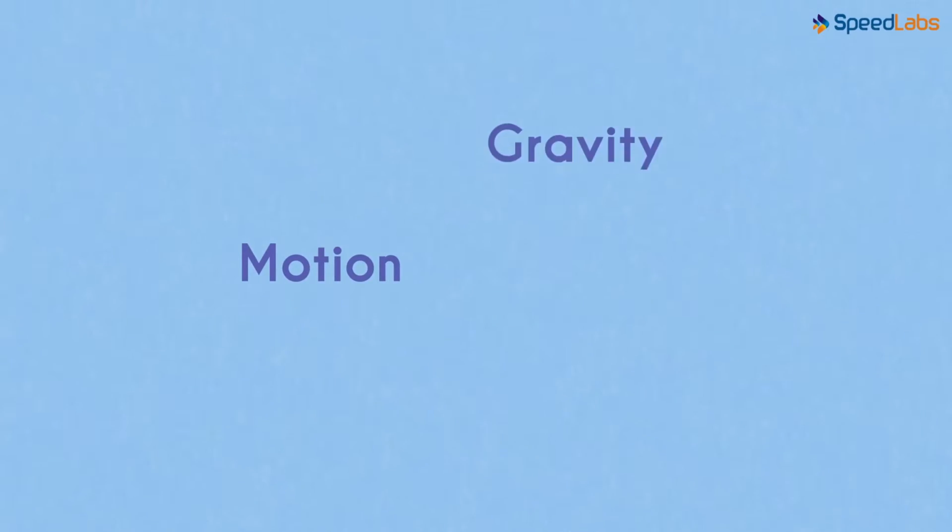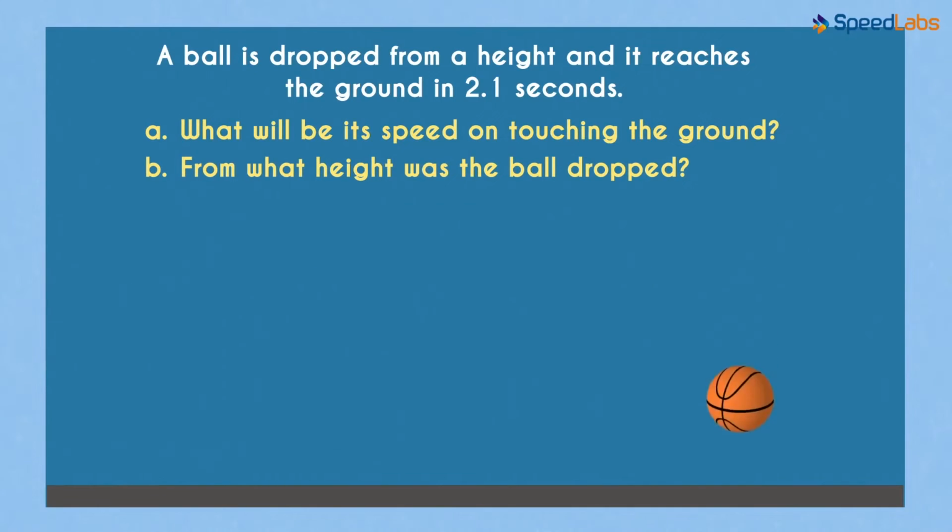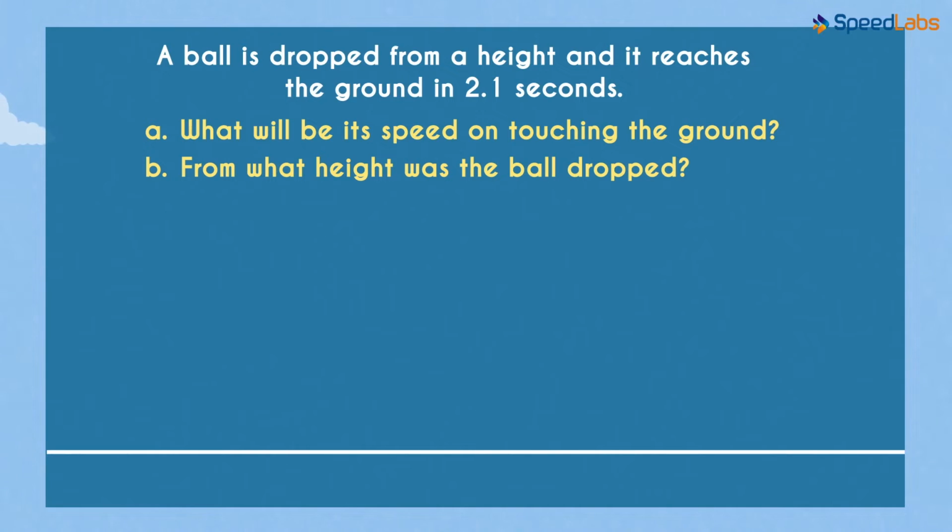We'll solve two word problems related to motion and gravity. Here's the first one. The best way to tackle problems is by representing what is given diagrammatically. Let's assume this is the ground and this is the height from which the ball is dropped.